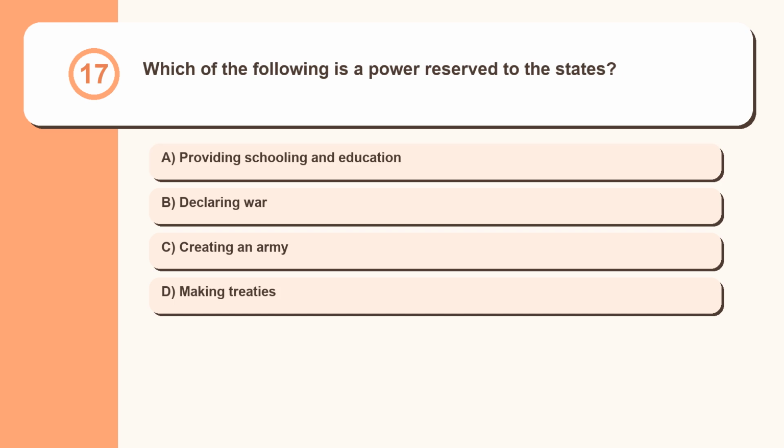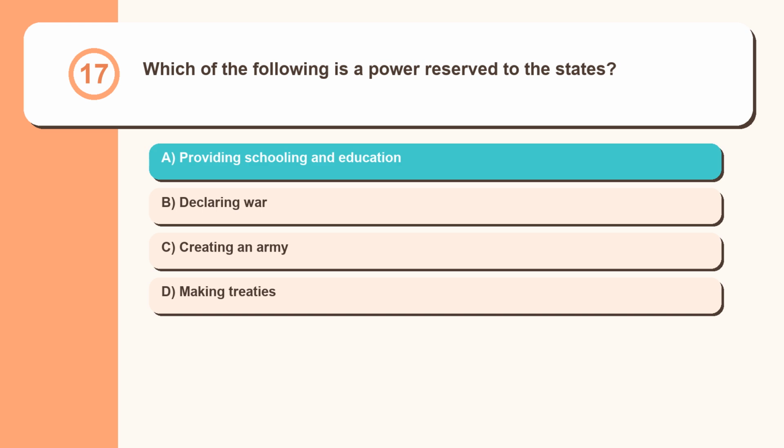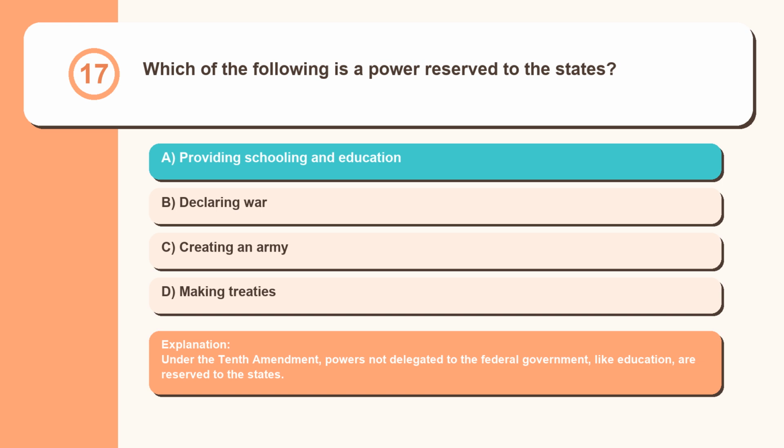Question 17. Which of the following is a power reserved to the states? Providing schooling and education, declaring war, creating an army, making treaties. Under the 10th Amendment, powers not delegated to the federal government, like education, are reserved to the states.